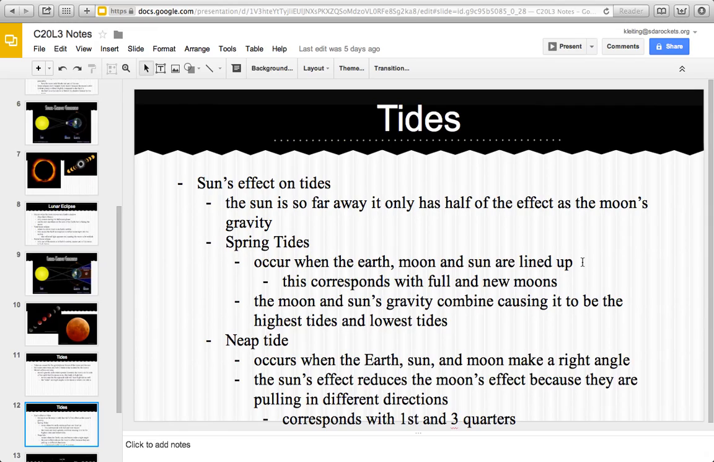Neap tides are when the earth, moon, and sun make a right angle. The sun's effect reduces the moon's effect because they are pulling in different directions. This corresponds with the first and third quarters.